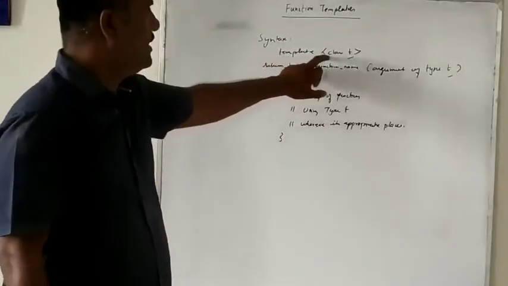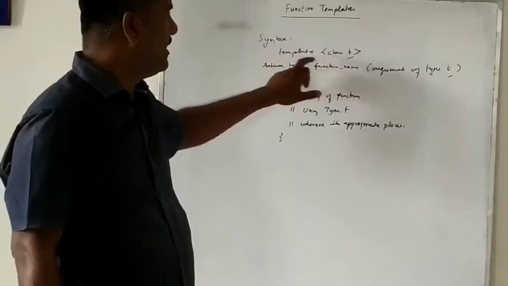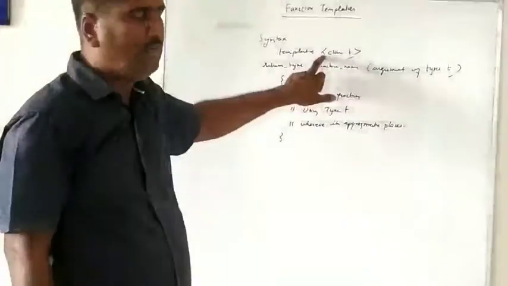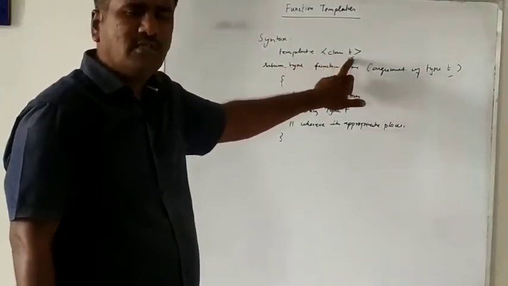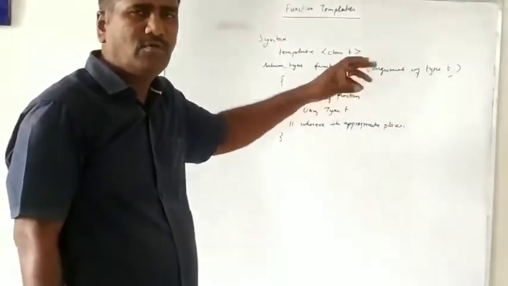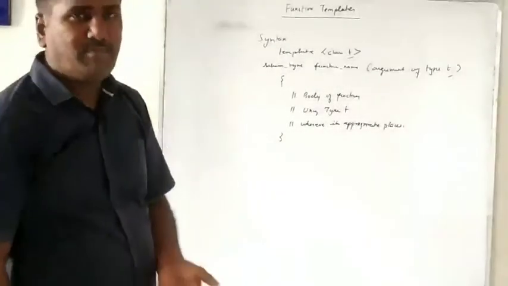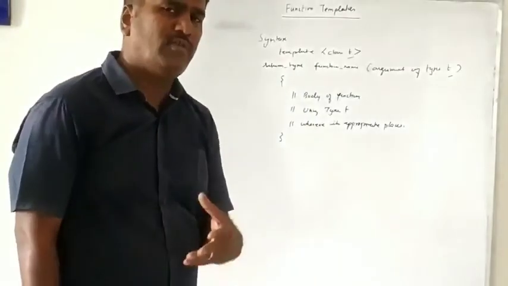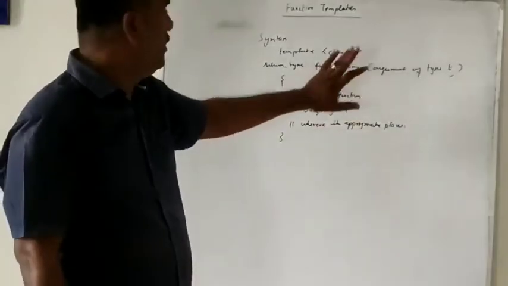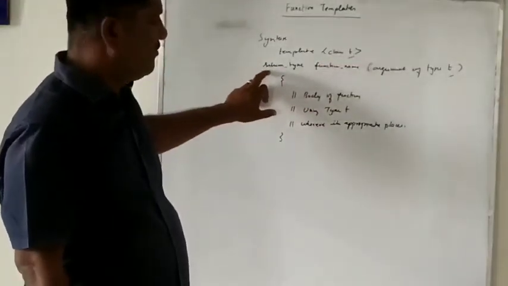So template class T. This is called the angle bracket. Okay, angle bracket. So template angle bracket class T. Here we are using any one variable name. Suppose in some books they follow the capital T, but here we are following the small t. Suppose you want any other variable, you can use that variable. Okay, right?